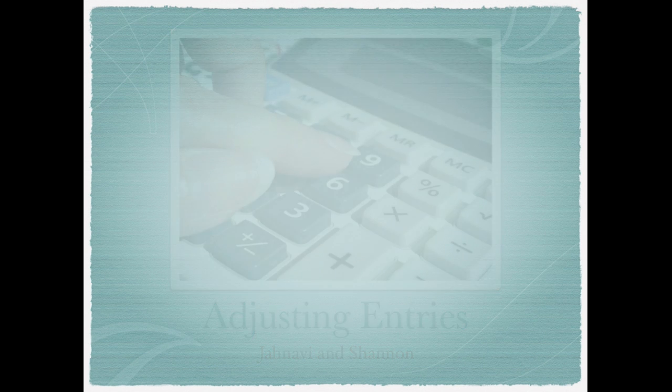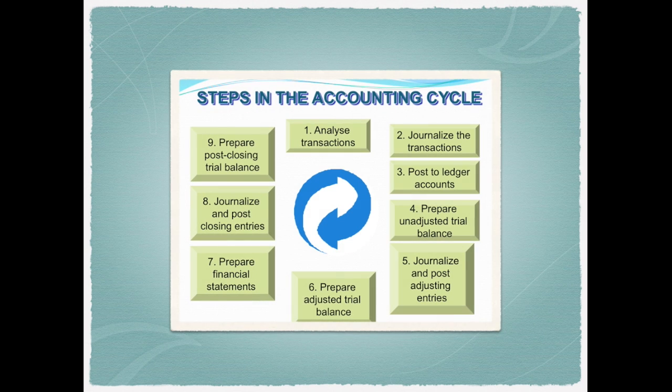So what we do is we adjust entries after we have prepared the unadjusted trial balance in the accounting cycle. So that's step number 4, and what we're going to teach you to do is step number 5. So what is an adjusting entry and why do we need them?